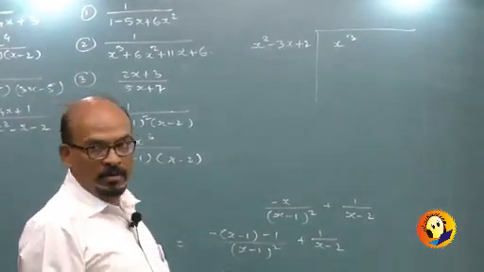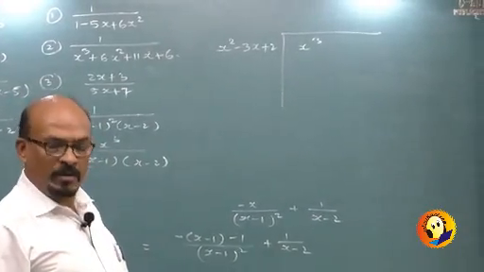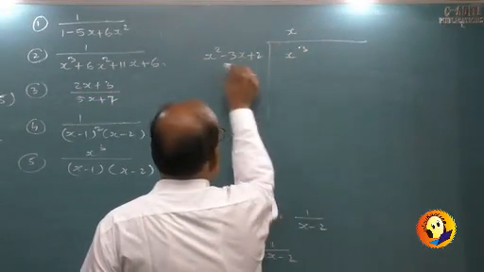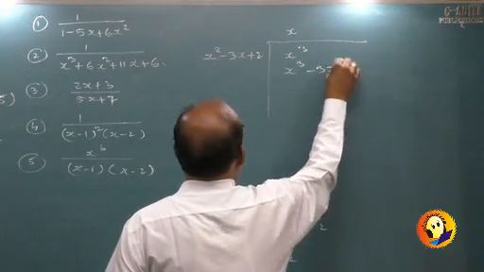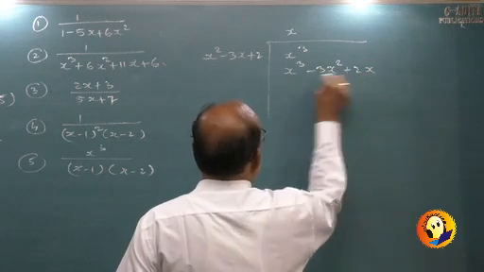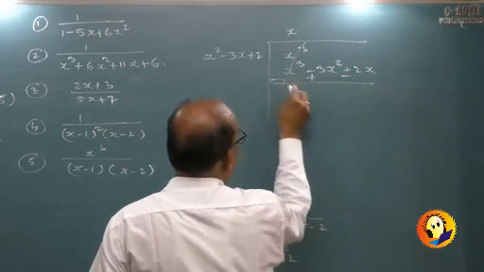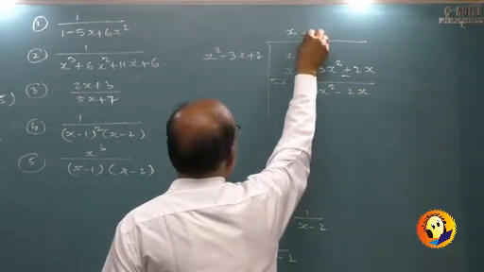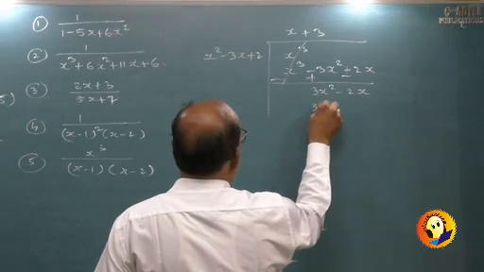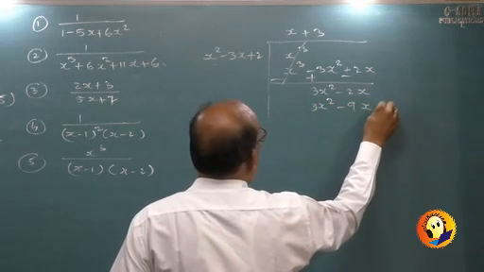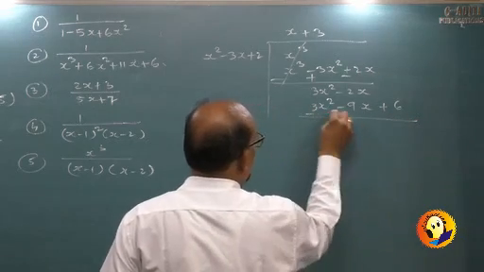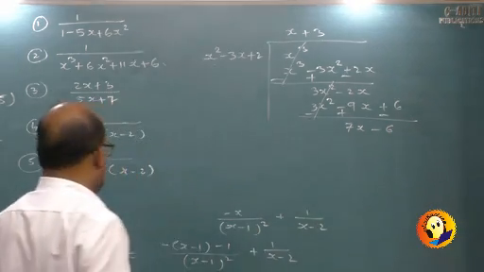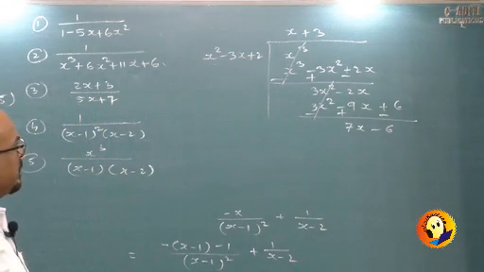How do we divide? Right, there will be a remainder. So what's the problem? Divide. So it will be x. So it will be x cube minus 3x square plus 2x. Subtract. So minus plus minus. This cancels. You get 3x square minus 2x. So the next will be plus 3. It will be 3x square minus 9x plus 6. Subtract. So this will cancel. It will be 7x minus 6.